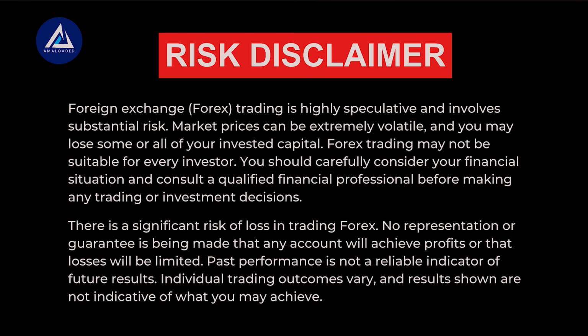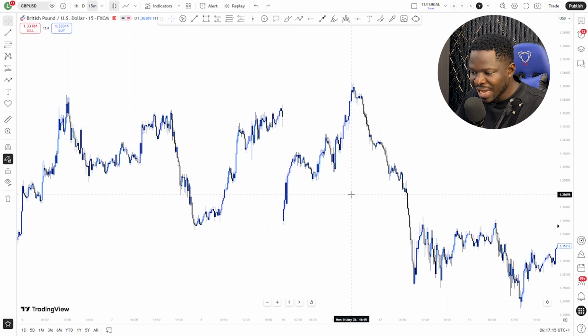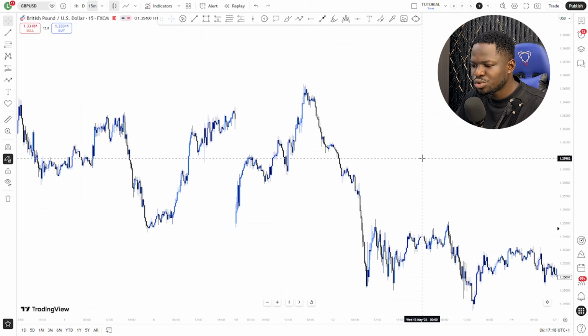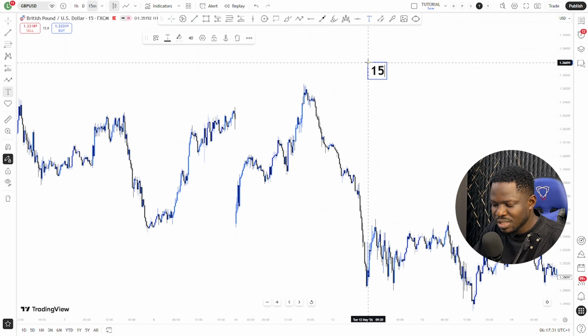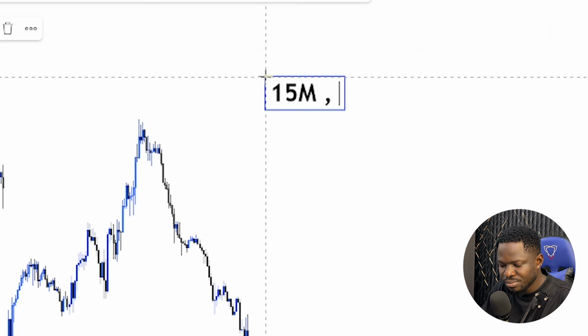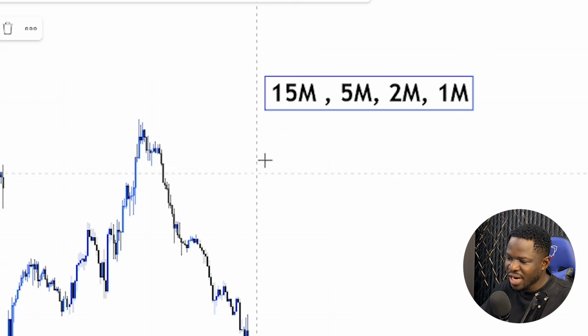Let's dive into the charts. I've seen a lot of beginner traders making this expensive mistake all the time in the market. Whenever they want to use trendline breakouts, they establish their trend line on the lower time frame. It's very dangerous to use time frames like 15-minute, 5-minute, 2-minute, 1-minute for your trend line breakout strategy.